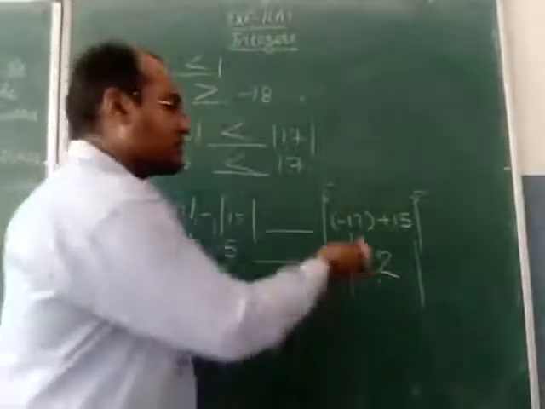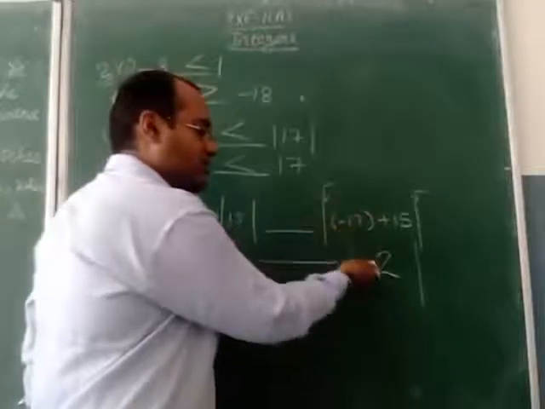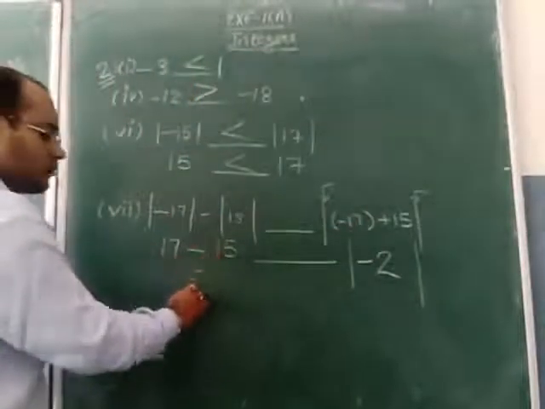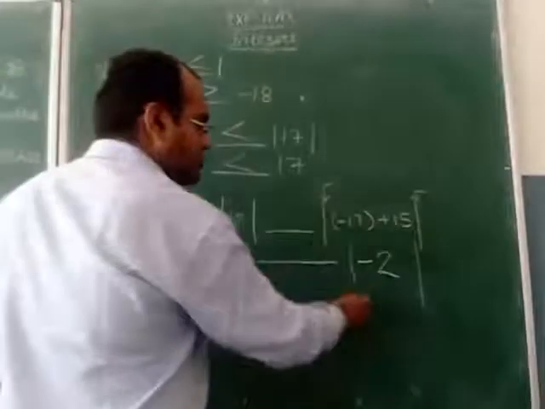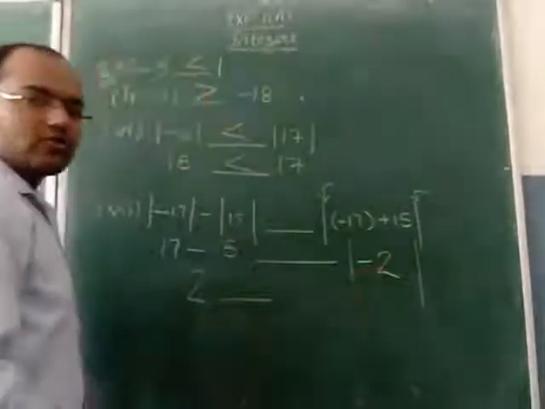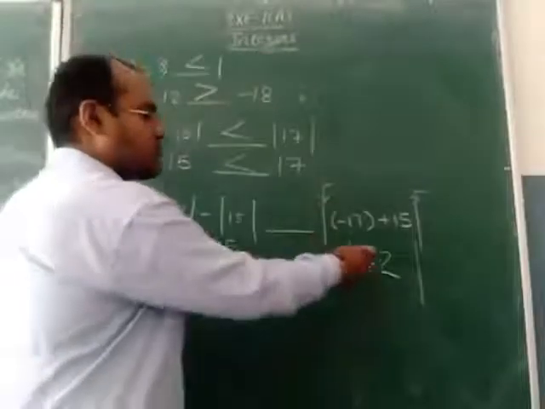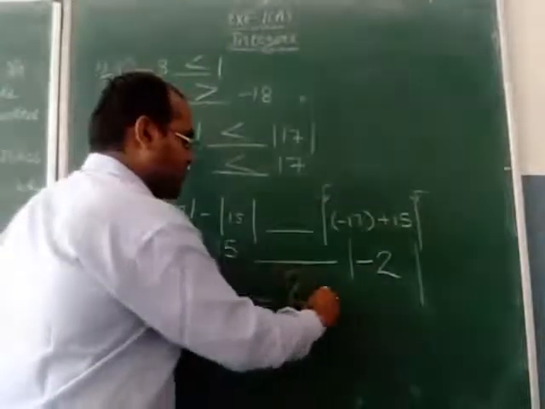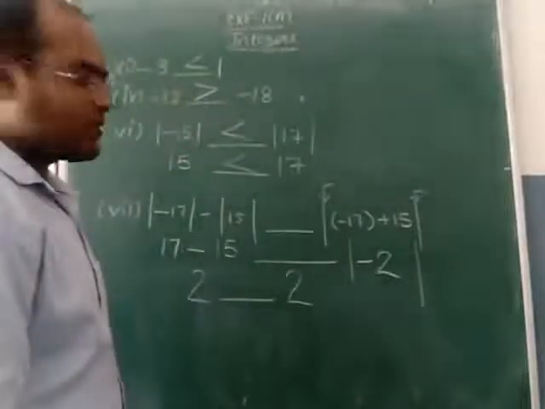Which one is greater? 17 is greater. 17 has the minus, that's why we are putting the minus sign. Now 17 minus 15 is 2. Absolute of minus 2 is given. Absolute of minus 2 means when we remove the absolute sign, the minus will also get removed. So here it will be 2.